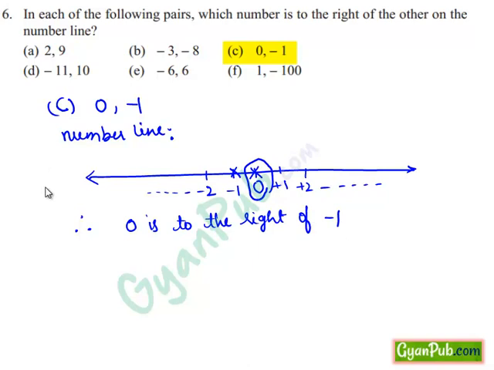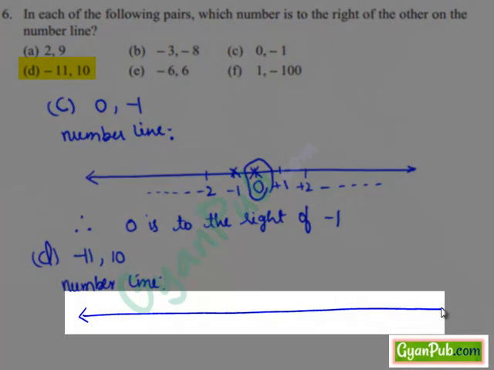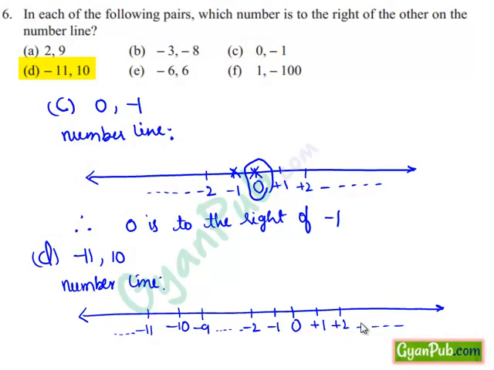Similarly, take down the D bit, minus 11 and 10. To know which integer is to the right of the other, we will use a number line. On this number line, 0 is the middle value. Right side of 0 are plus 1, plus 2 and so on. Left side of 0 are negative integers minus 1, minus 2 and so on. Minus 9, minus 10, minus 11 and so on. On the right side of 0, plus 3, plus 4 and so on, plus 10.